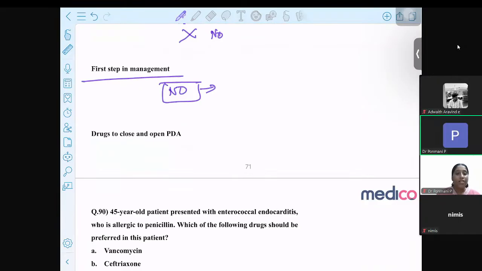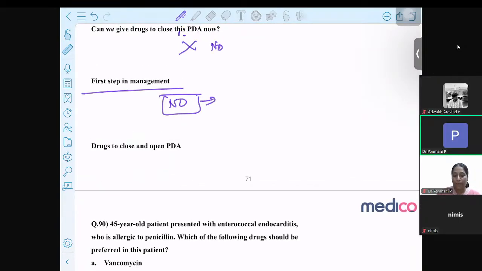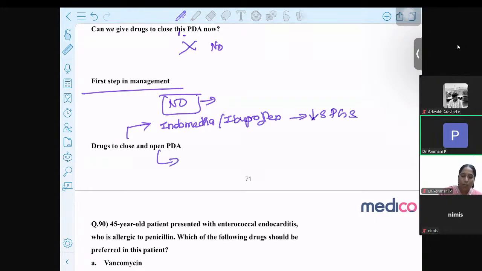So what are the drugs given to close and open the PDA? This is an extra pearl we are going to learn. To close the PDA, we can give indomethacin or ibuprofen, which are NSAIDs that decrease prostaglandin. And to open the PDA, we are going to increase the prostaglandin. We give a PGE1 analog, which is alprostadil.